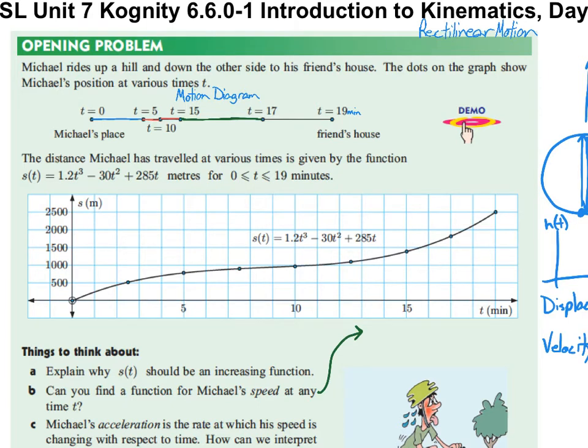Yes, because we have distance and time. Okay, so speed is distance over time, right? Distance over time. And specifically, since we're using S for displacement or distance, how would we represent speed? Like what variable do we use for speed? You could use V for velocity. In this case, speed and velocity are the same.